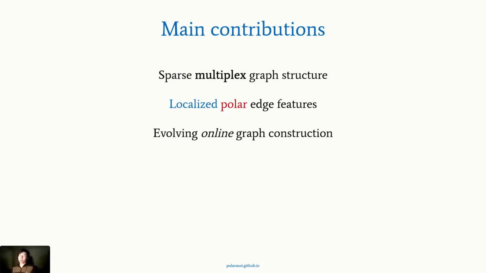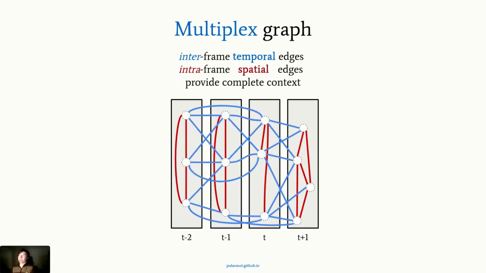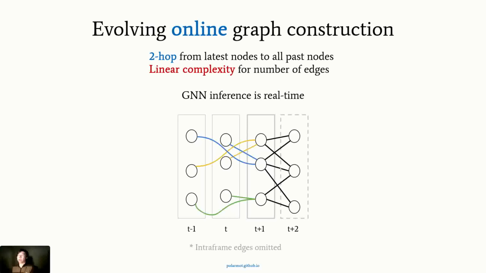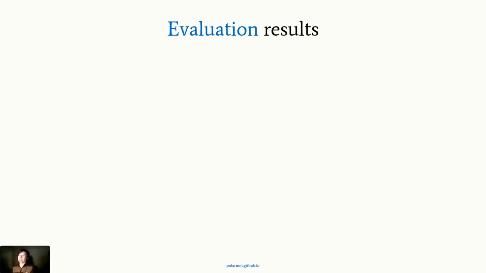Our main contributions are threefold. We introduce a multiplex graph structure to represent the tracking sequence. We introduce localized polar edge features that are better at providing a motion prior to our model. And we introduce a technique for online graph construction to apply our method to online tracking scenarios.